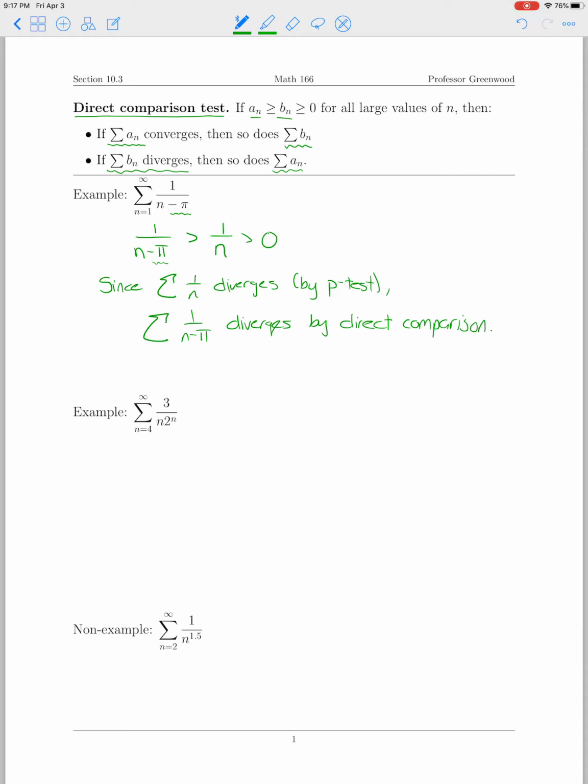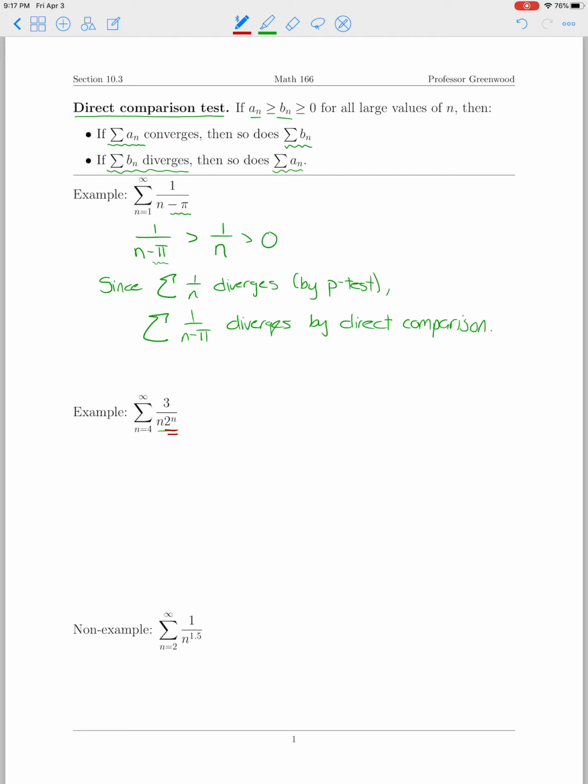Okay, let's look at the next example where we have the sum from n equals 4 to infinity of 3 over n times 2 to the n. And so here first I want to think about what's the biggest function in play in the numerator and the biggest function in play in the denominator, because they're going to drive whether or not the series converges or diverges. In the numerator, there's just a constant, so that doesn't make much of a difference. But in the denominator, this 2 to the n is going to be way bigger than the n term here. And so overall, it's probably going to be pretty close to 3 over 2 to the n.